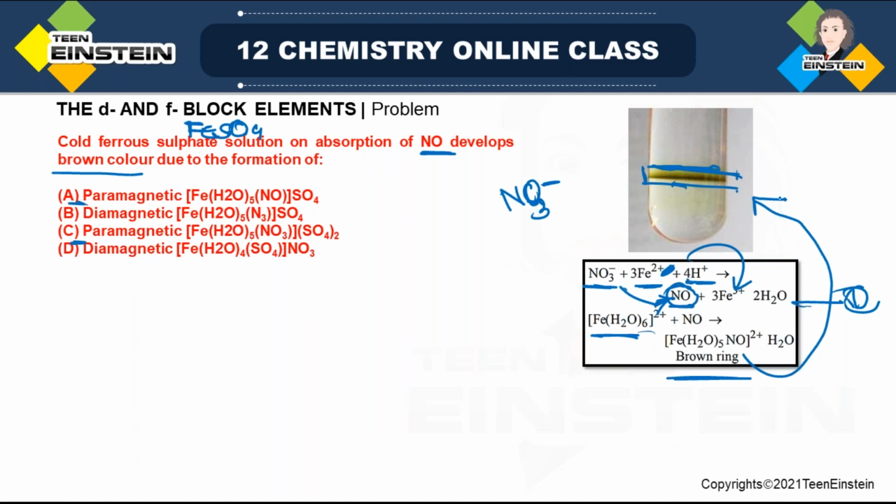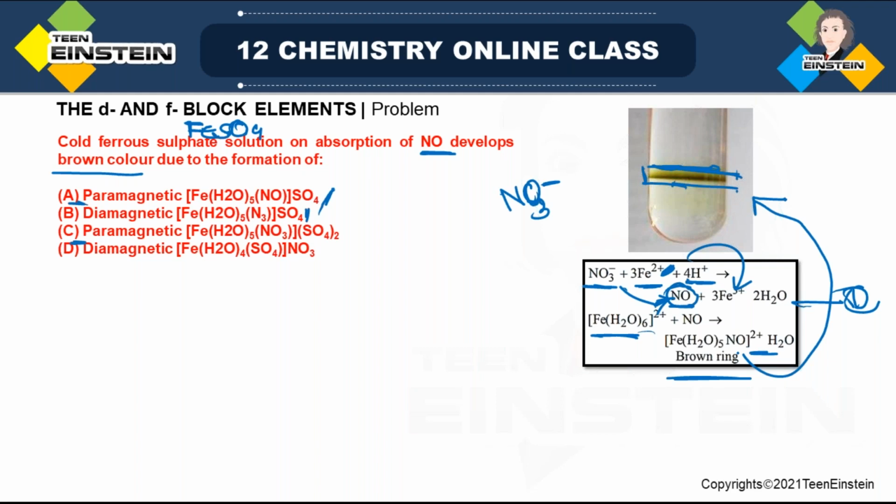And the complex is [Fe(H2O)5NO]2+. Outside there is a 2+ charge. So it is matching with which option? Can you tell me among options A, B, C, D? Just based on this formula, because you don't even have to understand whether it is para or dia. Even without knowing that, you can choose the correct option, because all 4 molecules that are given are different. So with which is it matching?